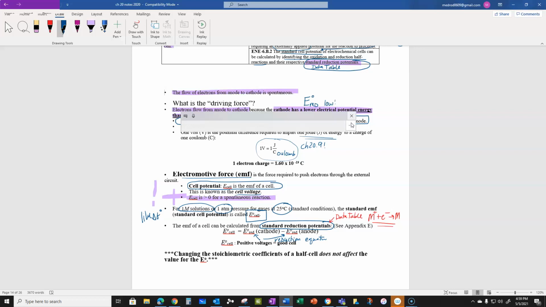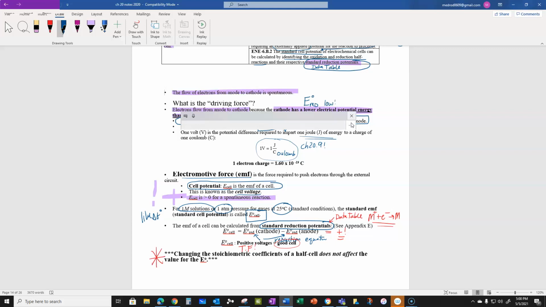And when you subtract it, we want positive, because positive voltage is what we call a good cell, a good battery, because what a voltaic cell is, it's a battery. Okay, that's why you always see on a battery, there's a positive end and there's a negative end. And that means it is definitely thermodynamically favored if that E cell is positive.